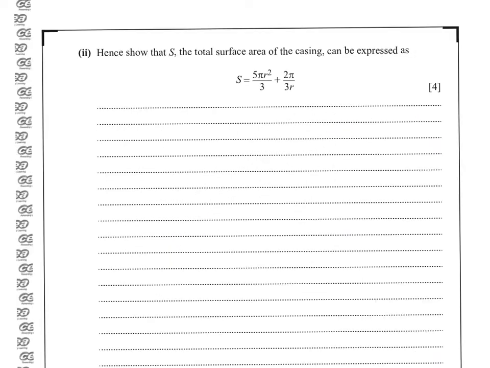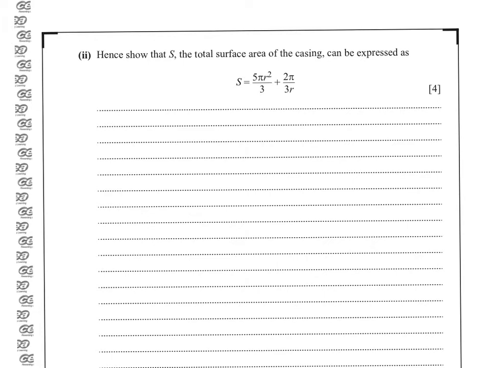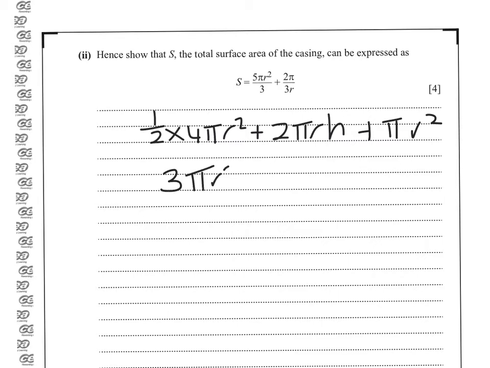Surface area is the surface area of the hemisphere, so that is a half times 4 pi r squared plus the curved surface area of a cylinder, which is circumference 2 pi r times h, and the circular base, so that's plus pi r squared. Half of 4 is 2, so 2 pi r squared plus pi r squared gives us 3 pi r squared plus 2 pi r h, and that's our surface area.